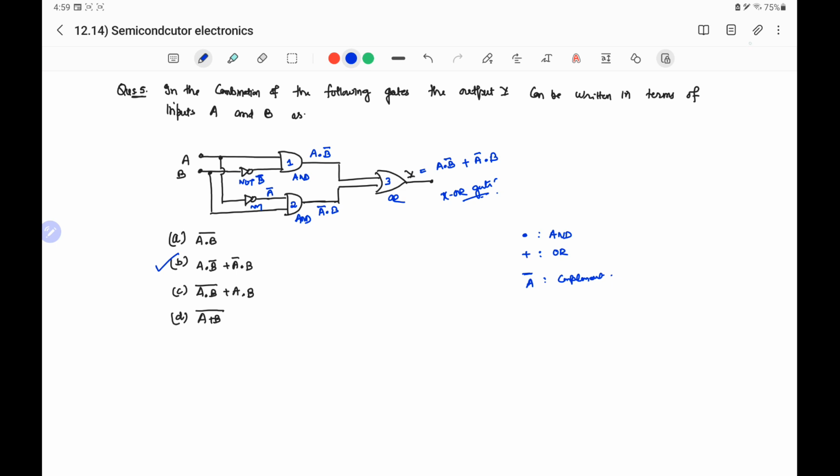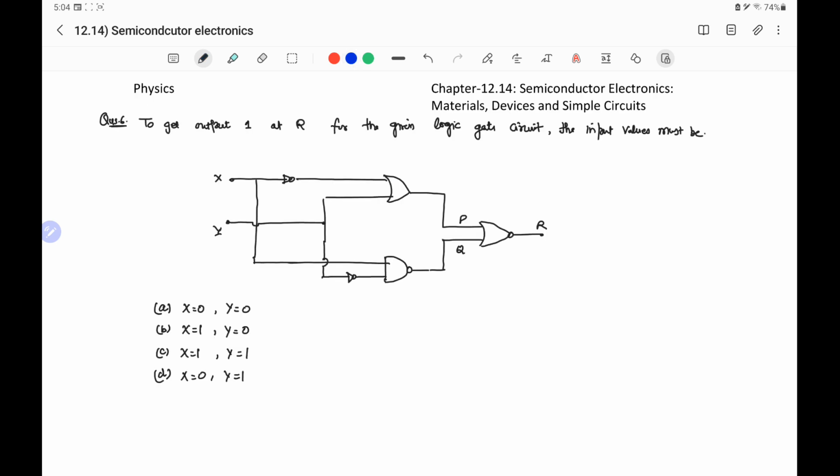To get output 1 at R for the given logic circuit, the input values must be, options are: x equal to 0, y equal to 0; x equal to 1 and y equal to 0; x equal to 1, y equal to 1; and option D is x equal to 0 and y equal to 1. If we see the diagram, input values are x and y. X is applied to a NOT gate, so output is x bar, and another input to the OR gate 1 is y, so output will be x bar or y.